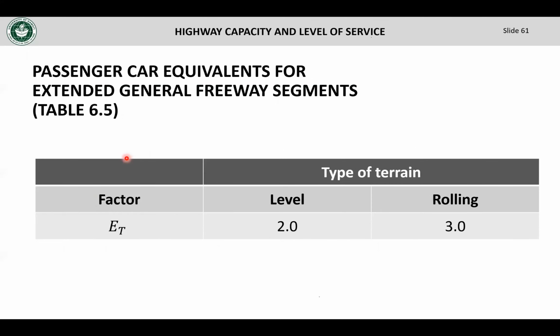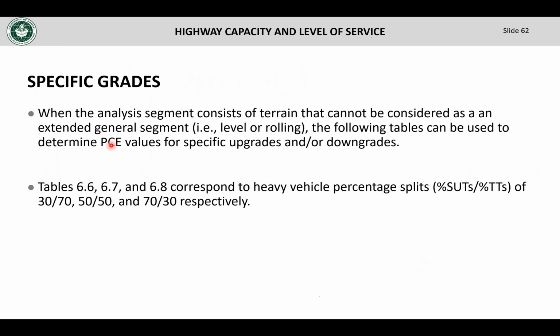Going back to the passenger car equivalent, PT or PCE, that equivalency factor is a function of the terrain. For level terrain, the factor we're going to use is 2, so one truck is equivalent to 2 passenger cars. And for rolling terrain, one truck is equivalent to 3 passenger cars. And that's it. You will pick one of these two values from this table. Let me finish with this.